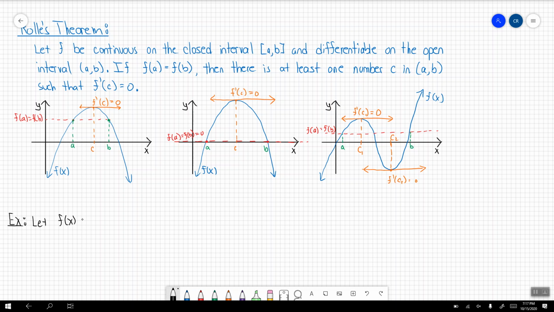Let f of x be equal to x to the fourth minus 2x squared. And we want to find all values of c in the interval from -2 to 2 such that f prime of c is equal to 0.